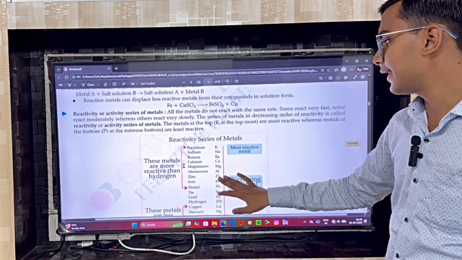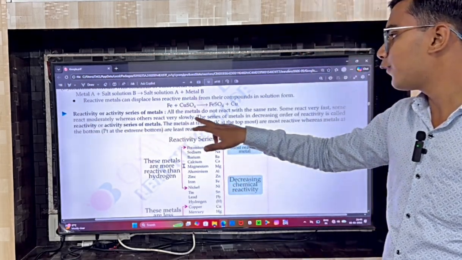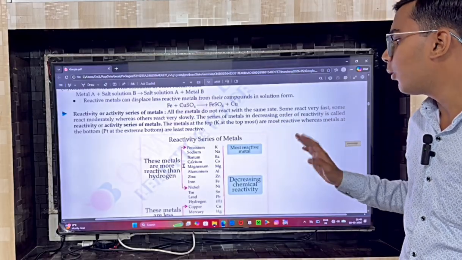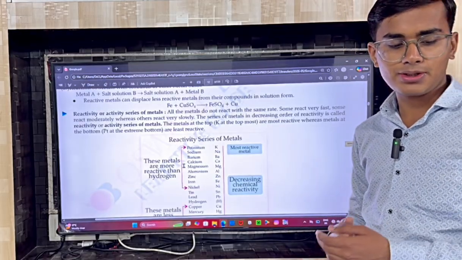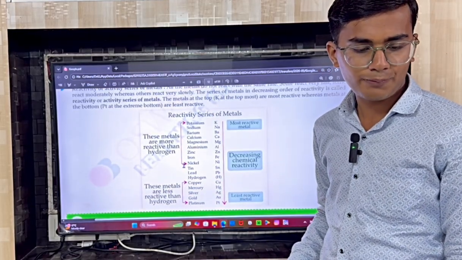This is the reactivity series for metals. All the metals do not react at the same rate. All have different rates of reactivity. Some take higher time, some take lower time. So this is the reactivity series of metals.